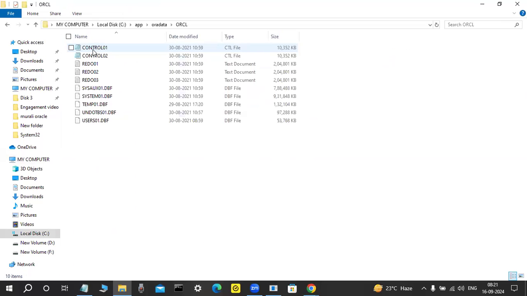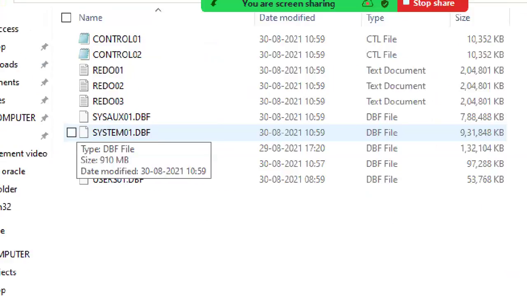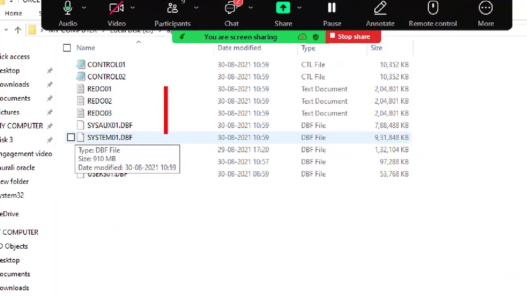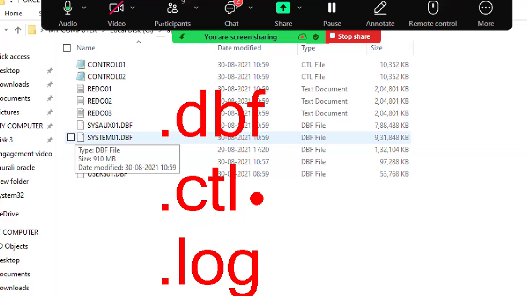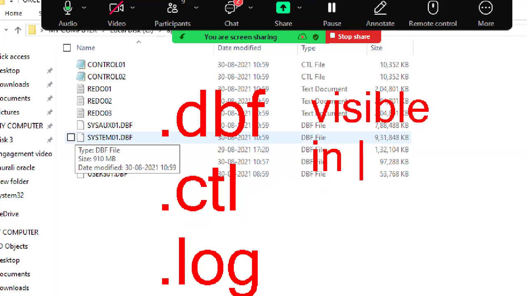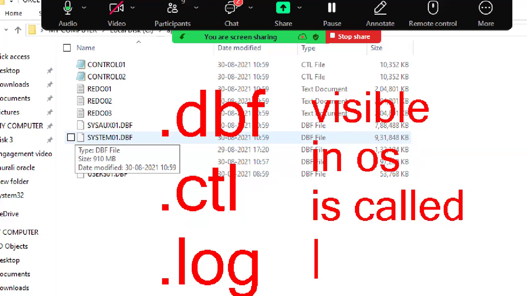Oracle folder, automatically, .dbf files are there in the operating system. .ctl files are there. .log files are there. What is this? Really, you don't have an idea. That is data files. That is control files. And here log files. This is called physical structure. A structure which is visible in the operating system is called physical structure. Physical structure is handled by the database administrator only, DBA persons only.